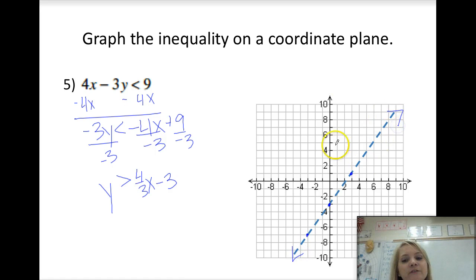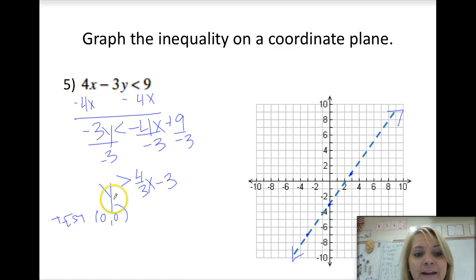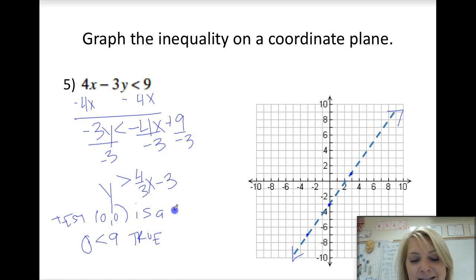All right, once again, we're going to choose a test point, and keep in mind I'm going to use 0, 0. If your line crosses 0, 0, you'll have to use a different one. But since none of our lines have so far, we can use 0, 0. And I'm going to substitute it once again in the original equation. So I'll get 0 minus 0, which is 0, is less than 9. So 0 is less than 9. This is a true statement. So 0, 0 is a solution.